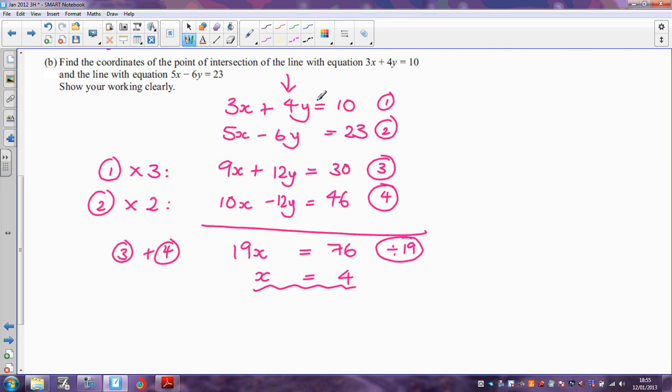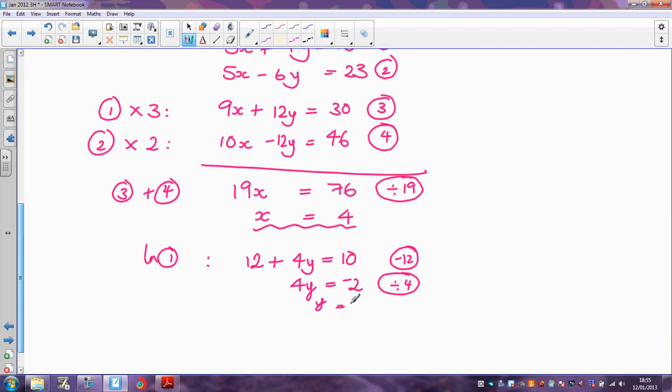I'm now going to substitute that back into, I could use any of these 4 equations, but probably number 1 is going to be the easiest. Okay, so I now know that x is 4, so 3x is now going to be 3 times 4, which is 12. So I've got 12 plus 4y is equal to 10. I'm going to subtract 12 from both sides, so I've got 4y now is equal to 10 take away 12, well that's minus 2. And if I now divide both sides by 4, y is equal to minus 2 divided by 4. Well, that's just minus 2/4 or minus a half.